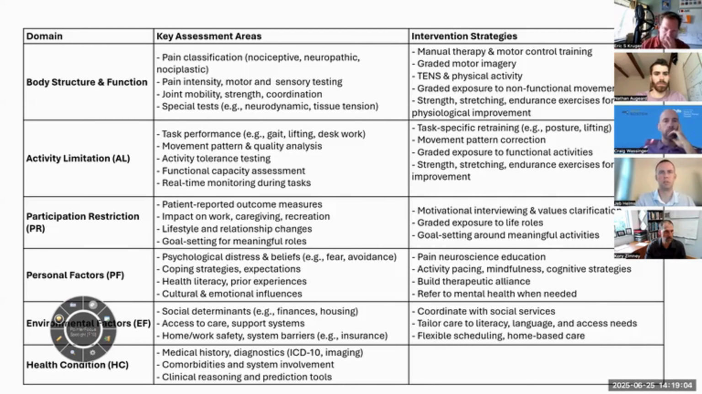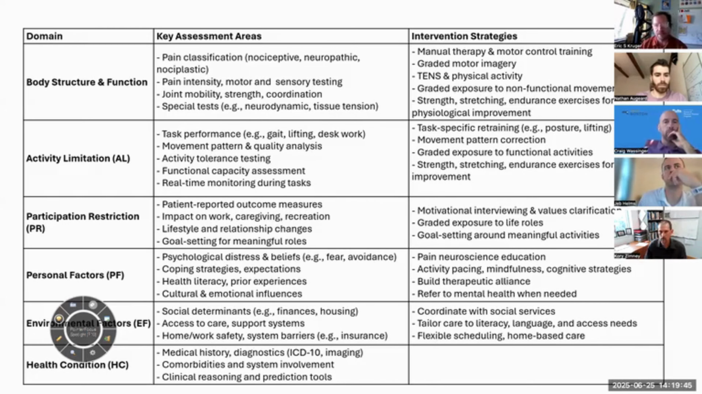If you're doing more coordinated activities related to a specific task, then those interventions would go more at attacking activity limitations. Motivational interviewing, values clarification, more lifestyle changes fall in this participation restriction domain. Pain neuroscience education, personal factors, and then if you're doing any kind of service connection, that's going to be environmental factors. So that's just a real brief heuristic. That's what I'm trying to teach.